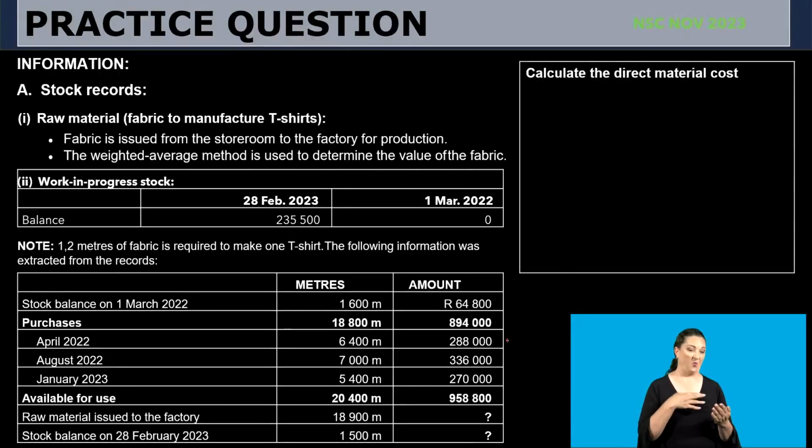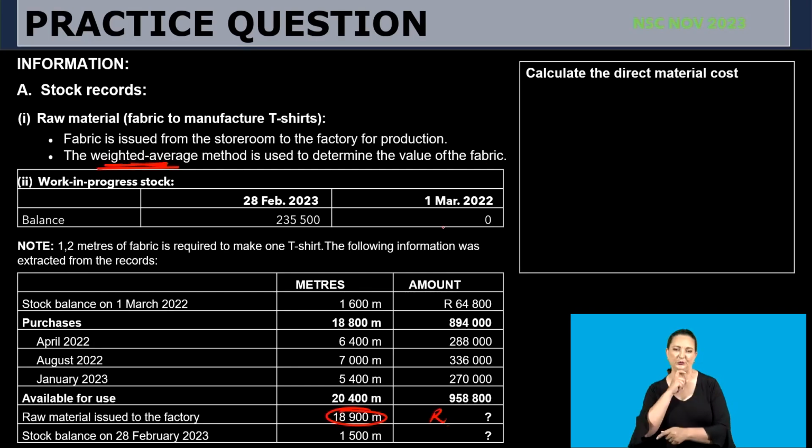For us to get our direct material cost, we are told raw material fabric to manufacture the t-shirts, fabric issued from the storeroom to the factory for production. The weighted average method is used to determine the value of the fabric. So we need to get the average price that we can then use to multiply with the raw materials that were issued to the factory. We know that 18,900 meters were issued to the factory. But what was the price per meter? We don't know that. And for us to do that, we've been told to use the weighted average method.